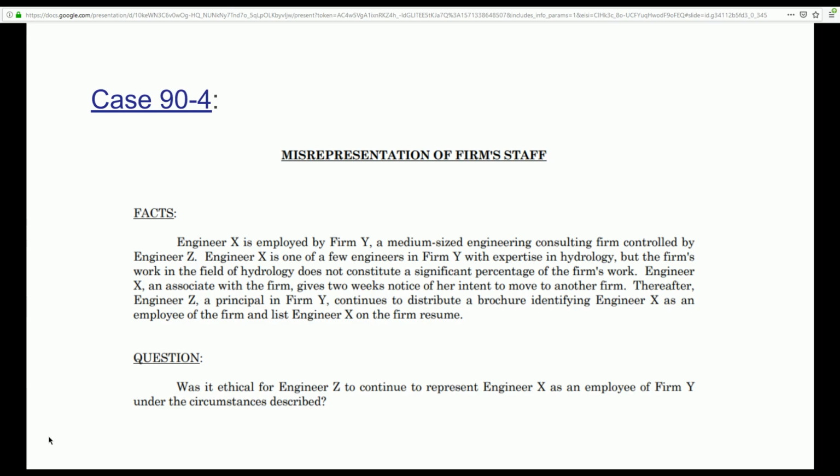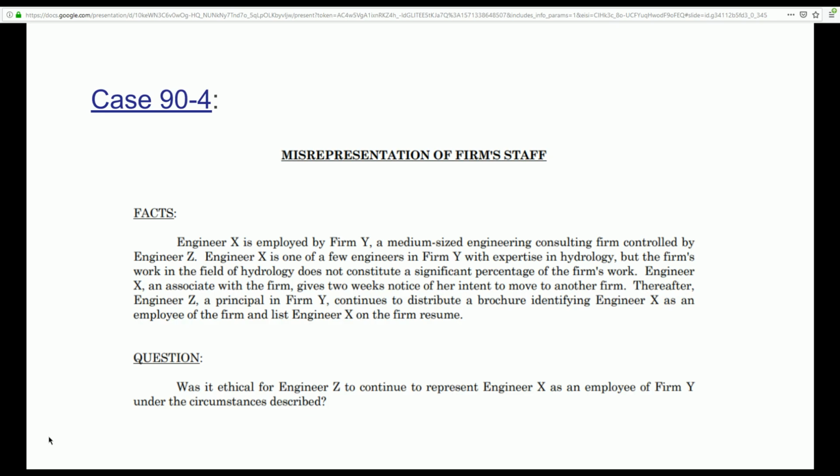And so the worry here is whether this literature misrepresents the firm, because Engineer X is going away and the firm is not going to have that expertise on hydrology as part of their employees anymore. So the question raised by this case: was it ethical for Engineer Z to continue to represent Engineer X as an employee of firm Y under the circumstances described? Like, was it unethical to pass around these brochures that suggest that Engineer X is an employee of the firm when in fact she just gave her 2 weeks' notice?